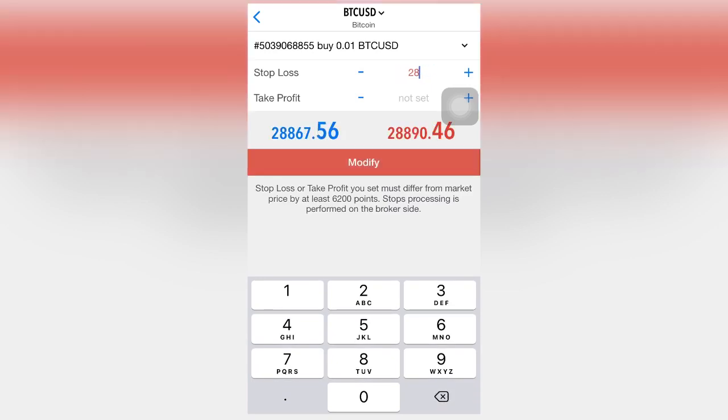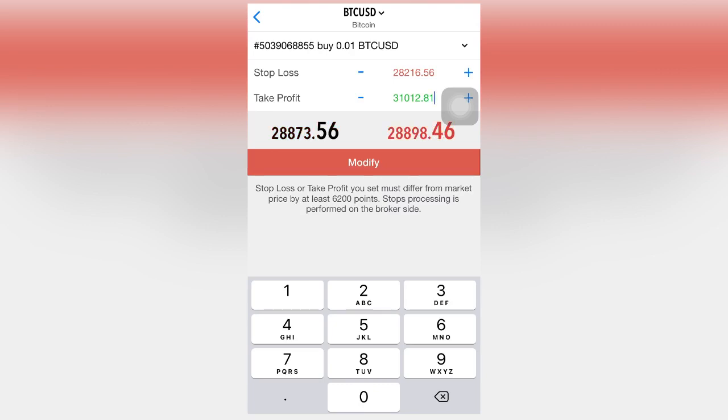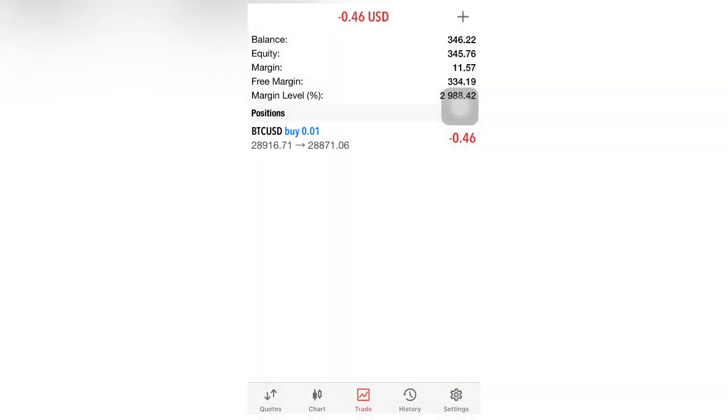You can see the number is 28216.56. Then I will input my take profit. Take profit is 31012.81. You can see now the modify is activated. You can modify your trade. Now let me modify it. I'll click on modify. I have modified this trade I'm taking now.